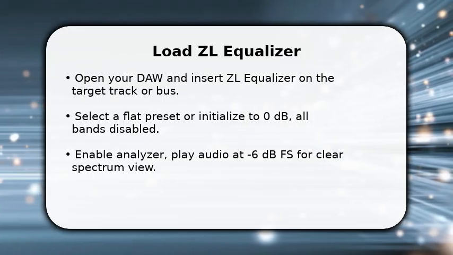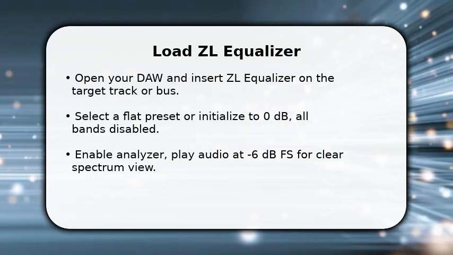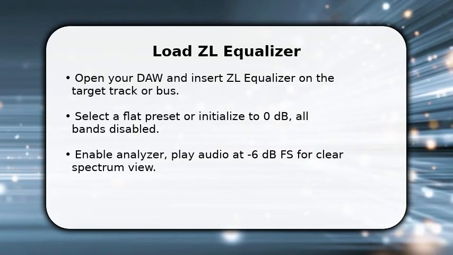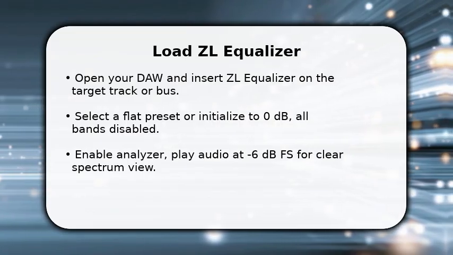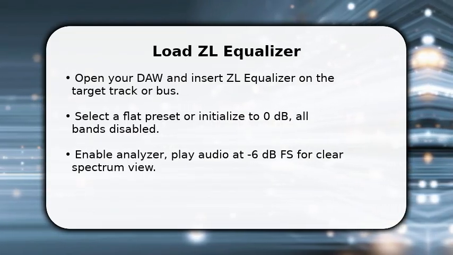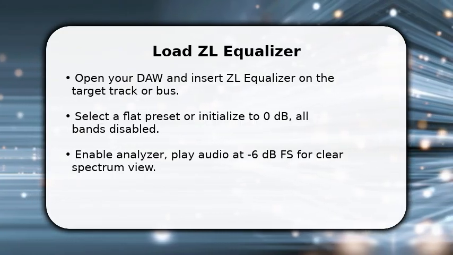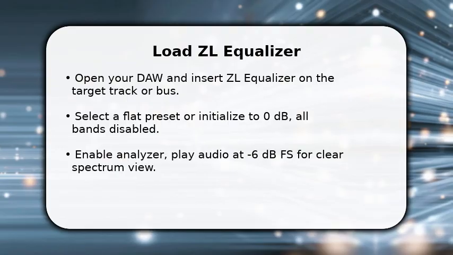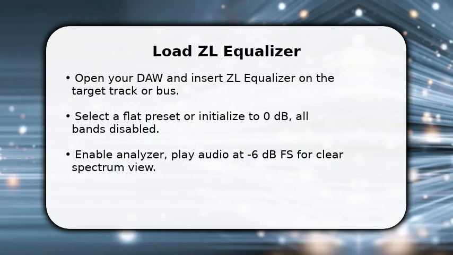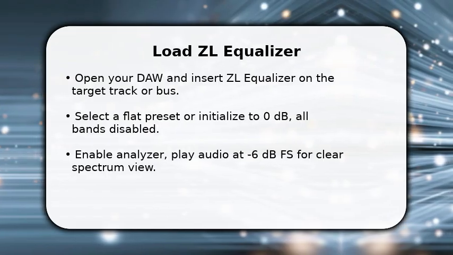You start by opening your DAW and placing ZL Equalizer on the channel you want to shape. This puts processing where it matters. Once loaded, initialize or pick a flat preset so you're not chasing preset's color. Make sure the input level sits around -6 dBFS so the analyzer reads accurately.